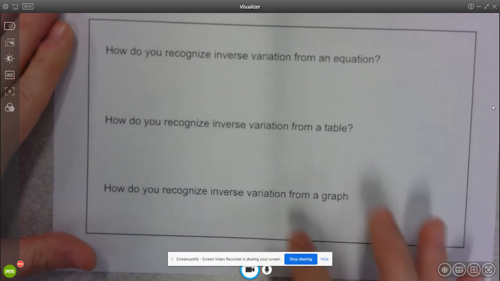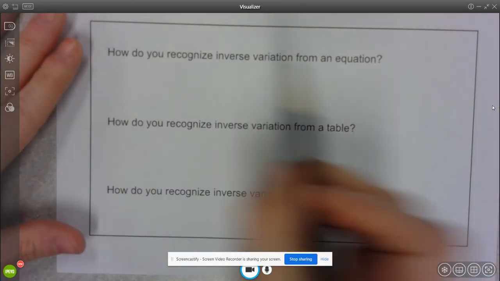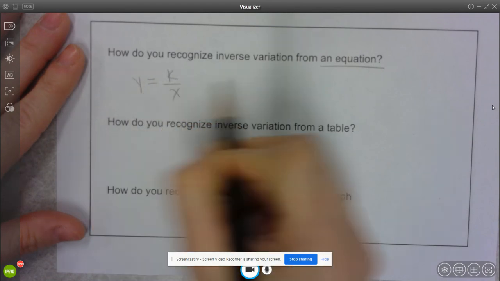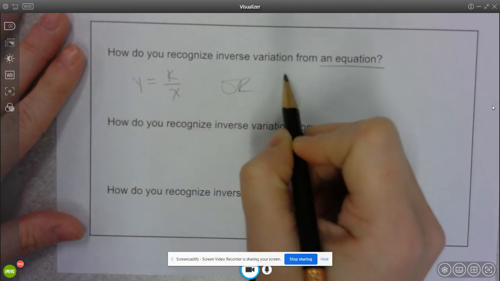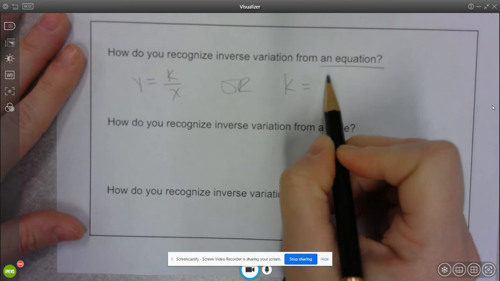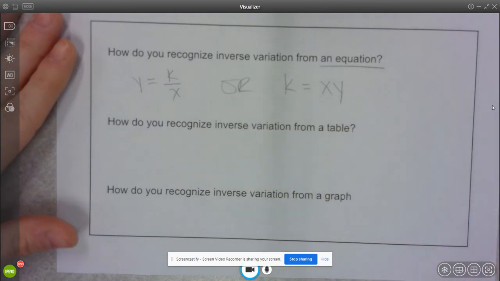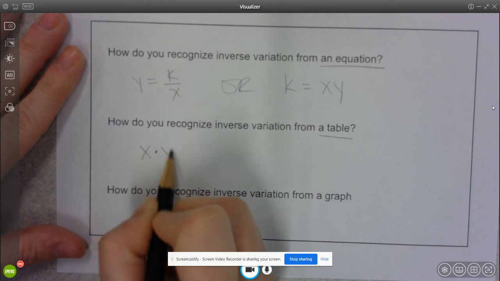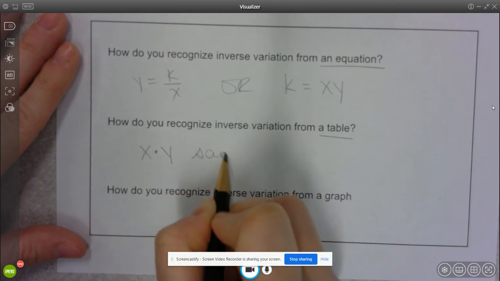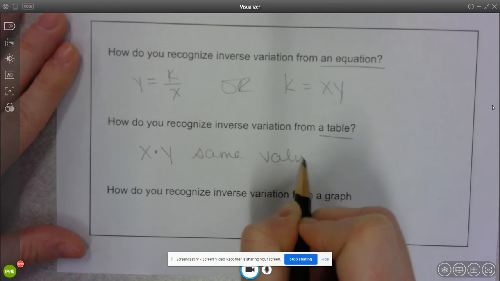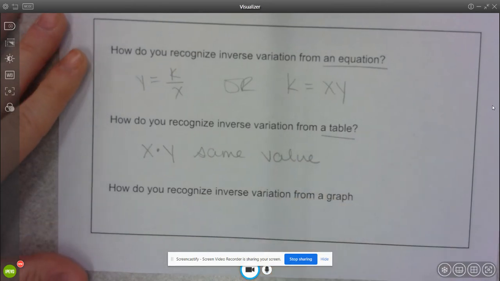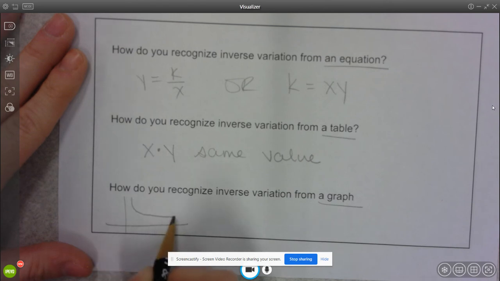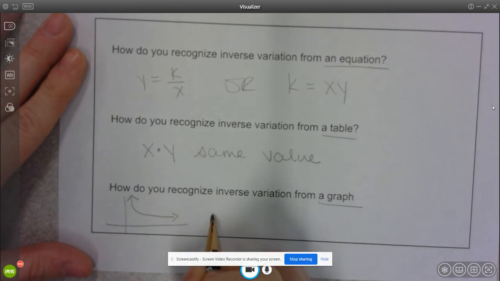So here in my inverse variation, looking for an equation, I have y equals k divided by x, or k being equal to xy. From a table, if I multiply x times y, I should always get the same value. And from a graph, it's going to be something like this, never touching x and y.